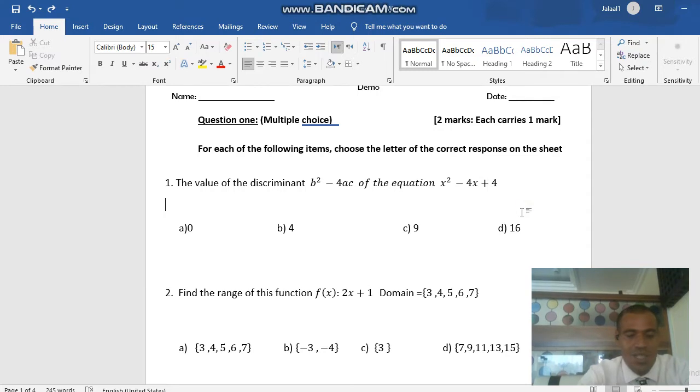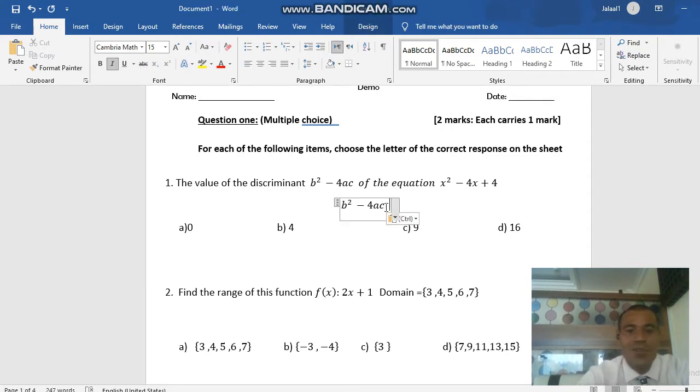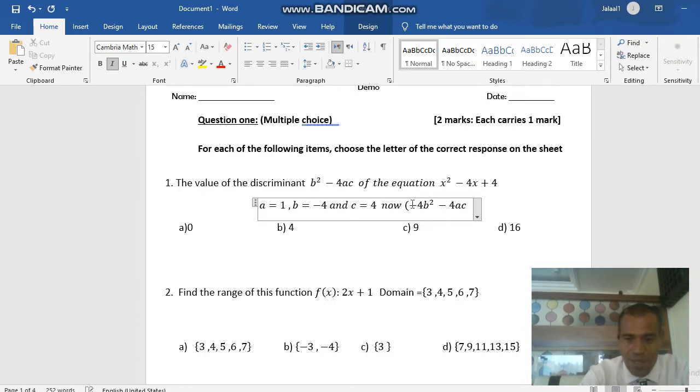Here, my learners, you will calculate the value by equating the coefficients first. You can see that a here is 1. We can write a equals 1, then b equals negative 4, and c is equal to 4. Now just find the value of this discriminant. b squared will be, between parentheses, negative 4, then close parentheses, squared.